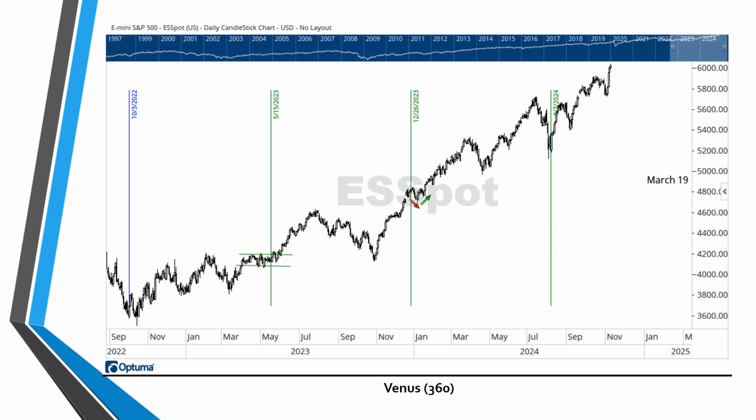Another one that he would have looked at are the synodic cycles of Venus. And here's a daily chart of the S&P 500. Venus takes 225 days to go one time around the zodiac. And so in this particular chart, if we start from the 2022 lows, we see that in May of 2023, there had been a period of consolidation. And look where the market starts to break out of that consolidation pattern, right at the Venus 360-degree interval after it had gone one time around the zodiac.